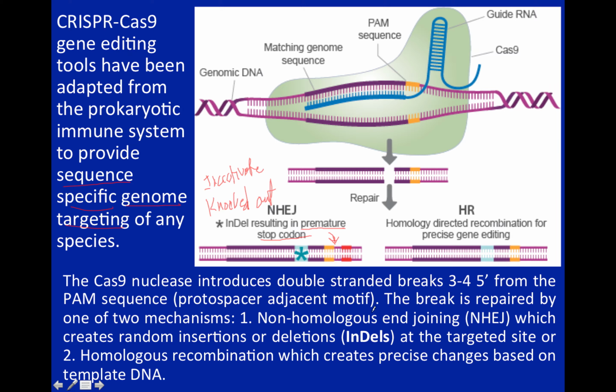It's not absolutely necessary to understand that part of the process right now. The break is repaired by one of two mechanisms: non-homologous end joining, which knocks out expression, or homologous recombination, which creates precise changes based on the template DNA.